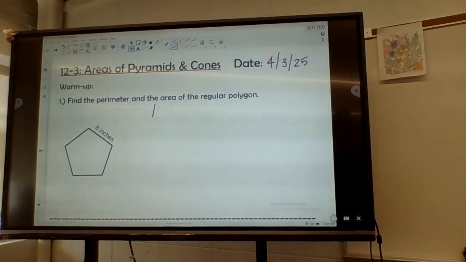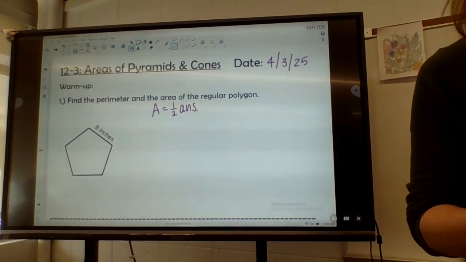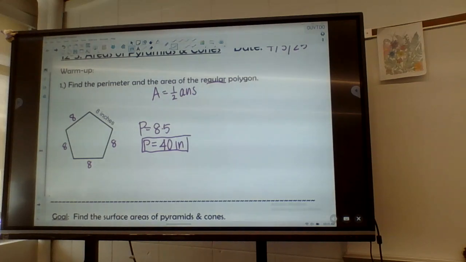So remember that our area is 1/2 ans. Our perimeter is just the distance around, so it's 8 inches on one edge. They tell us it's a regular polygon, so they're all going to be 8. So the perimeter would be 8 times 5, or 5 times 8. And the perimeter is obviously important for some of these formulas we've been doing.